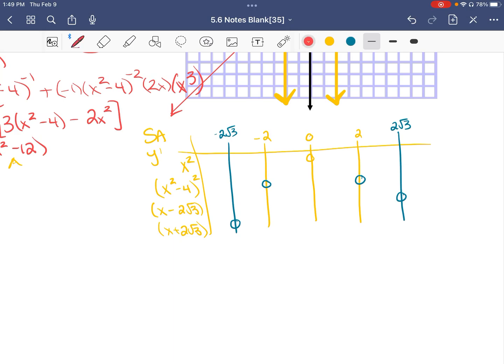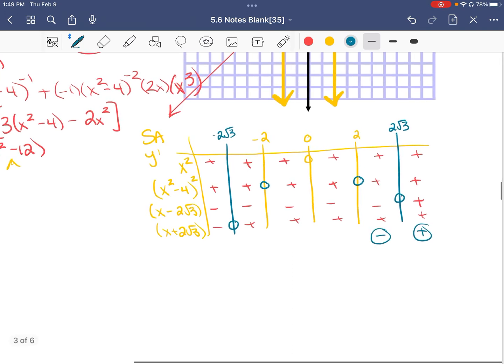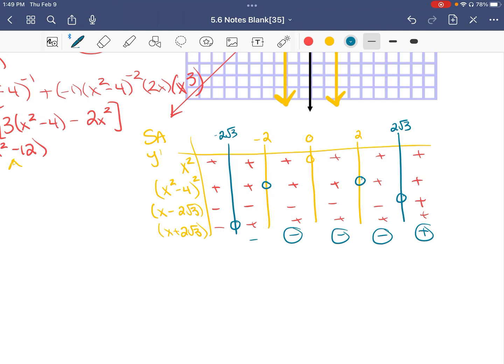Things that are nice: x squared is going to be positive no matter what number we put in. X squared minus 4, again, since we're squaring, is going to be positive the whole time. In this last one, we are going to have negative, negative, negative, negative, negative, positive, negative, positive, positive, positive, positive, positive. So overall, positive, negative, negative, negative, negative, positive.